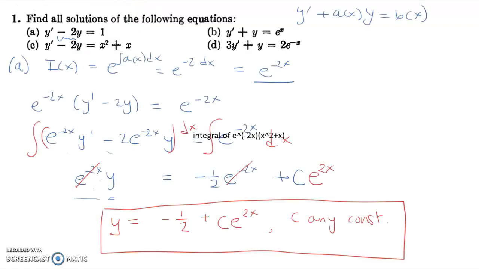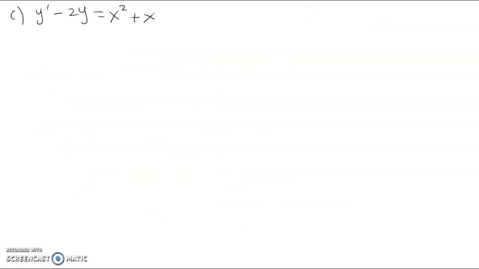Okay, now let's go over part C. So part C's problem is y prime minus 2y equals 2x squared plus x. Just double check. Right. Okay. Alright, so let's start by finding our I of x again.